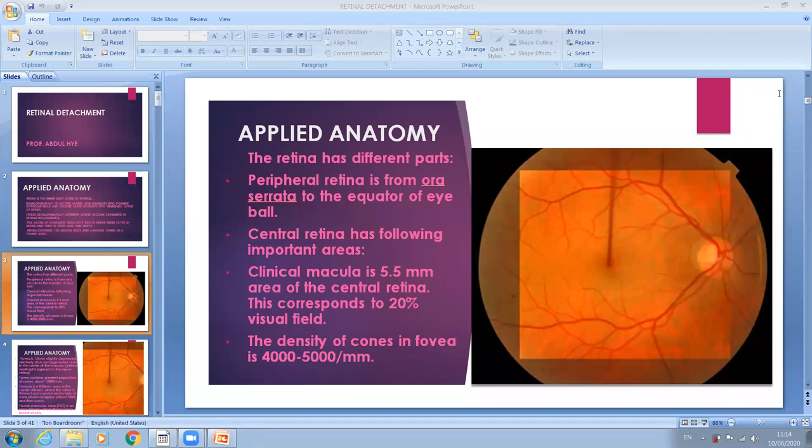So the central field, which you check by testing the central fields, is given by this part. The density of the cones in the fovea is about 4,000 to 5,000 per millimeter.